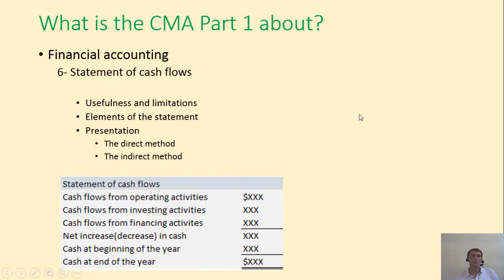Next, we're going to talk about the statement of cash flows. This is an extremely important statement, and we're going to cover it in detail. We're going to see how it's divided into three main parts: cash flows from operating activities, cash flows from investing activities, and cash flows from financing activities. And we'll see two different methods of preparing it: the direct method and the indirect method, which mainly impact the way cash flows from operating activities are presented.